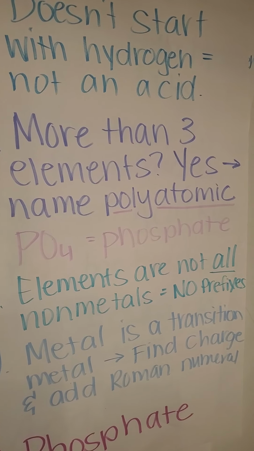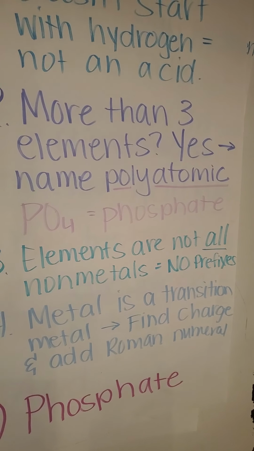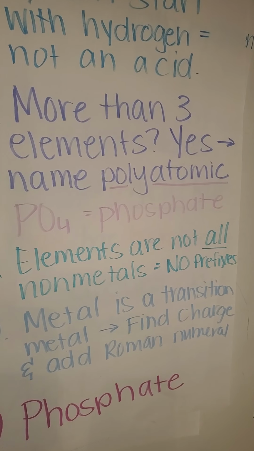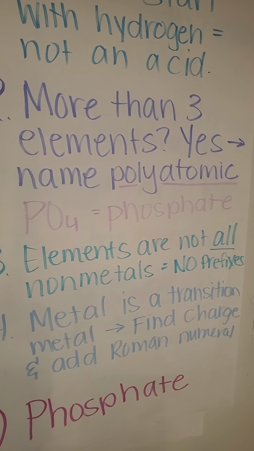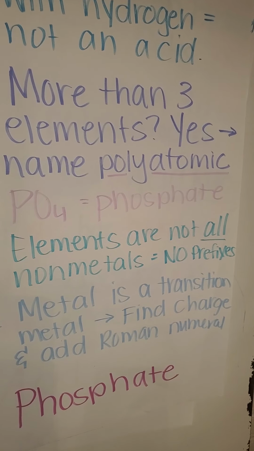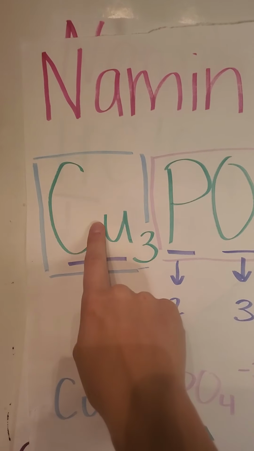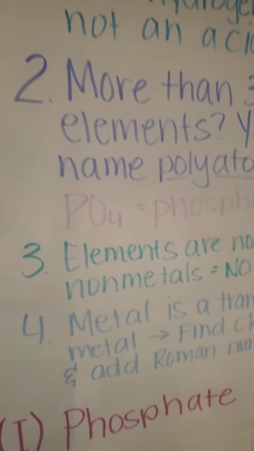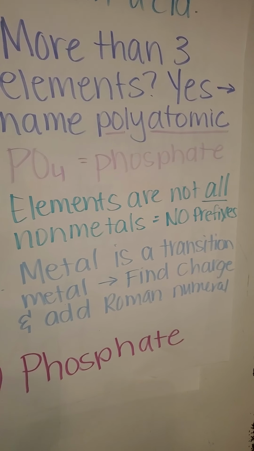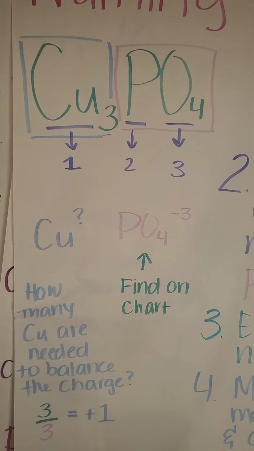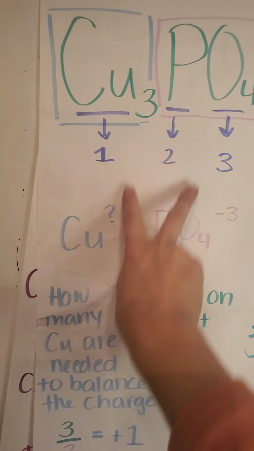Okay. So when we're looking, we already know we have a polyatomic ion. So we know not all of our elements are going to be nonmetals. So we do not use prefixes on this one. This one's a little tricky because copper, the Cu, is in our transition metals. So we know that the metal is a transition metal, so we need to find our charge and add the Roman numeral. Okay, so if we're looking at this, we're going to bring both these down.